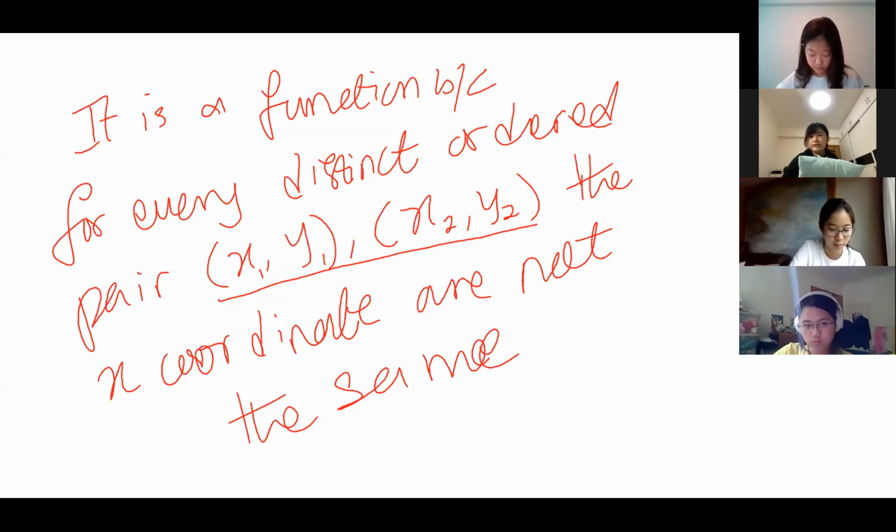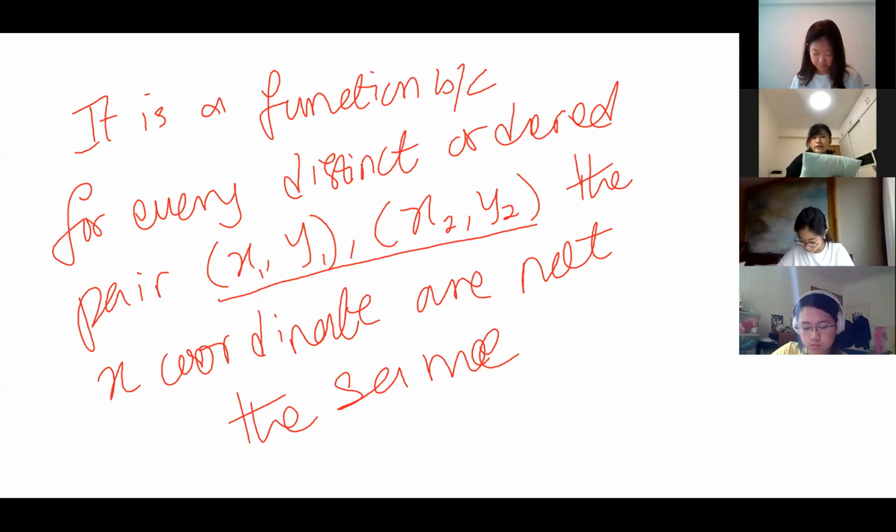It doesn't have an inverse. But is it a function? You have not even mentioned that. It's a function. Okay, because for every two distinct ordered pairs, the x coordinates are not the same. That's how you explain that. Okay, so you said the inverse does not exist. Why is that?